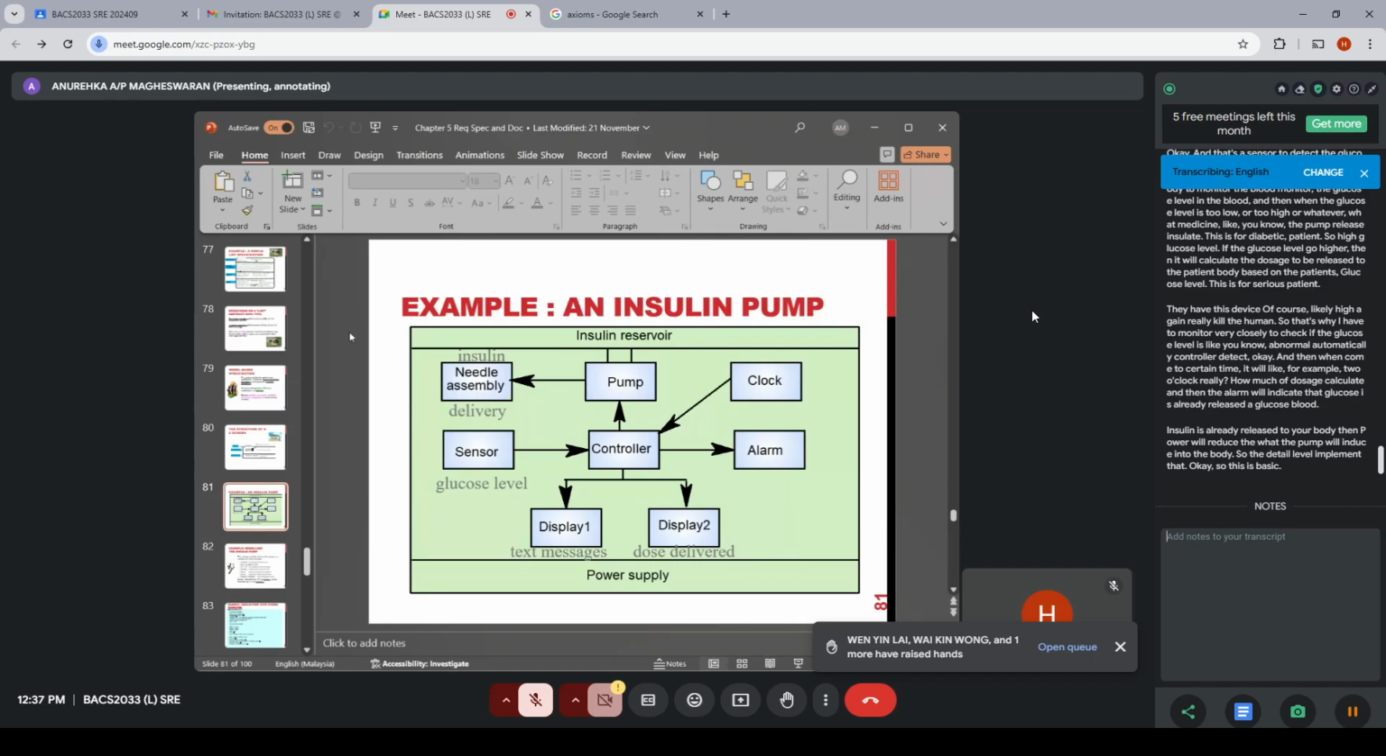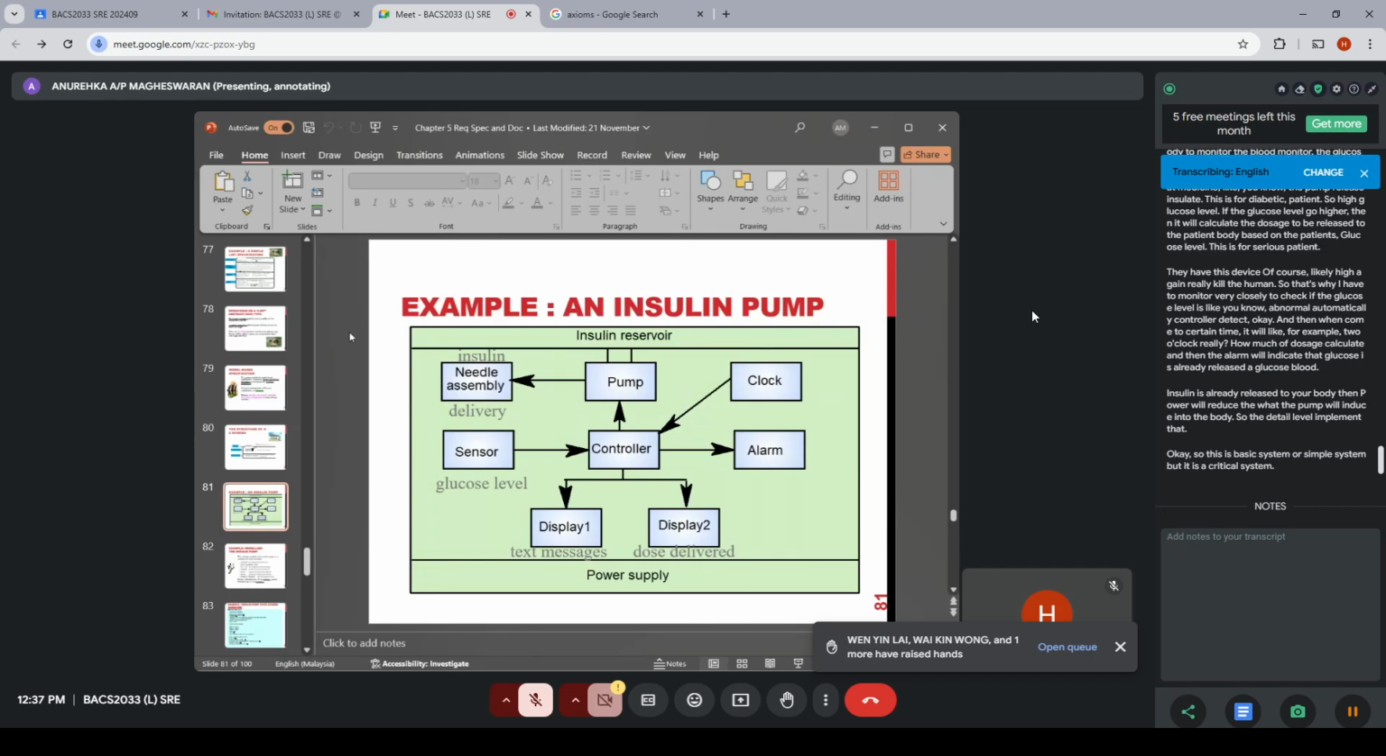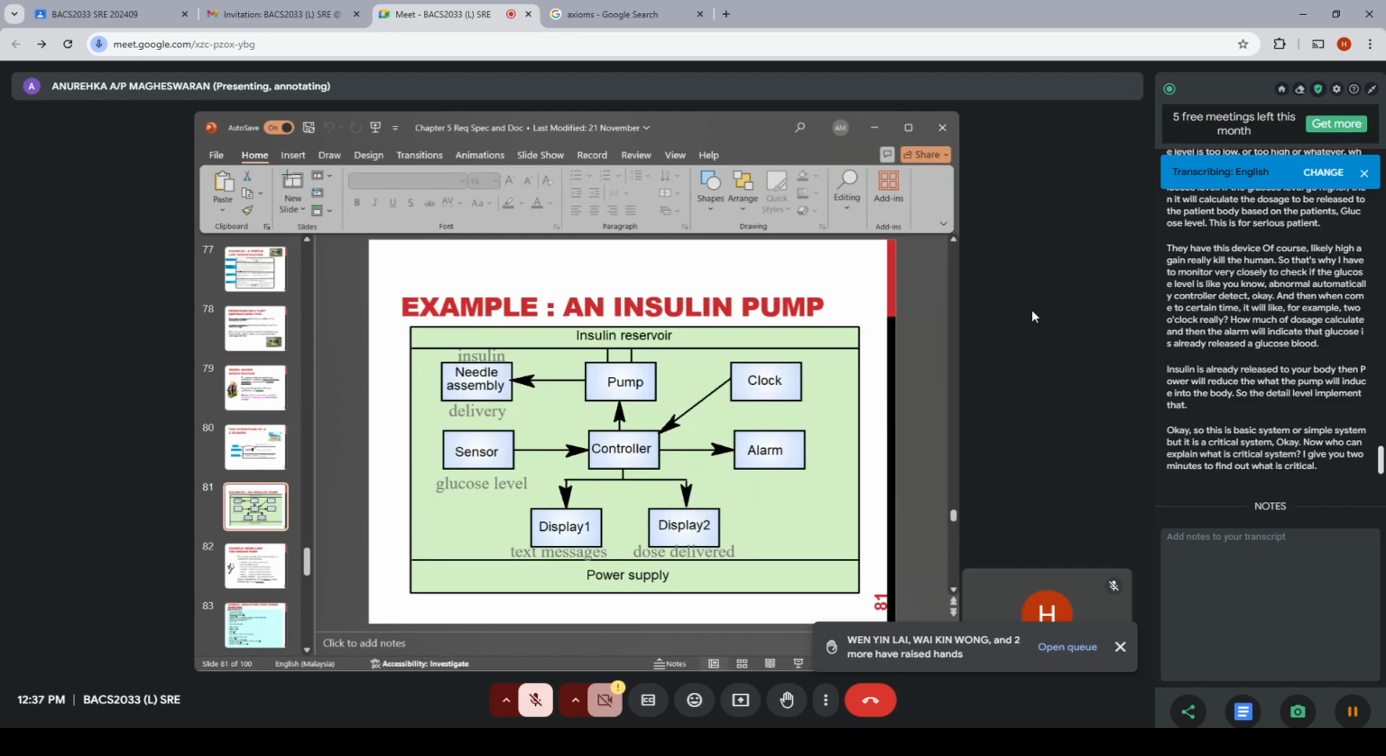So this is a basic system, a simple system, but it is a critical system. Now, who can explain what a critical system is? I give you 2 minutes to find out what a critical system is.